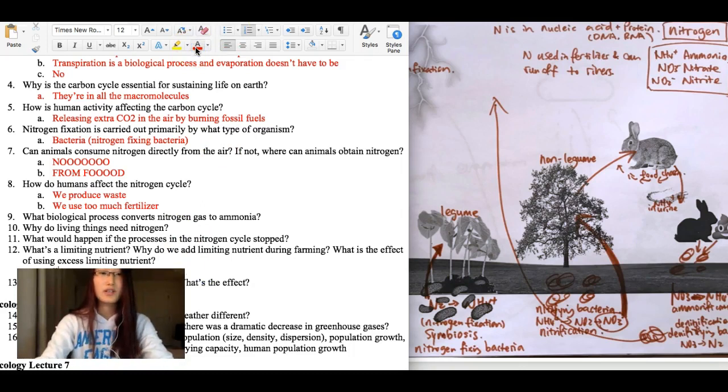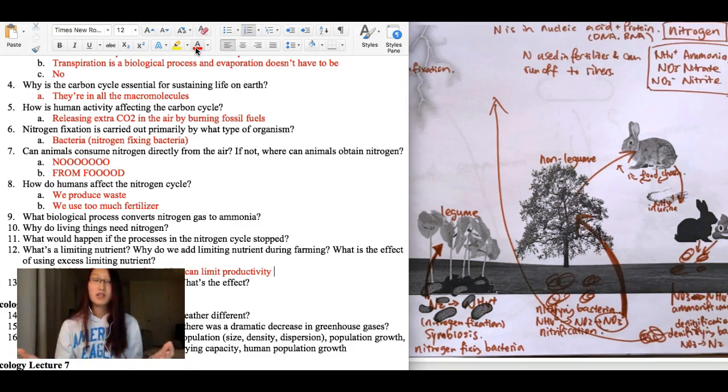So you can call nitrogen a limiting factor. A limiting factor is some factor that can limit productivity. So what is productivity? Productivity is how much product you can have. But specifically, we're talking about, if you're a farmer, how many plants you can get to produce. If you were to be a breeder of some animal, how many animals can you have?